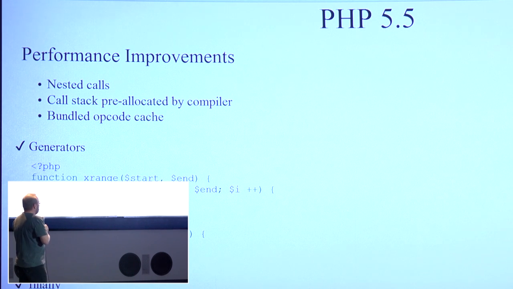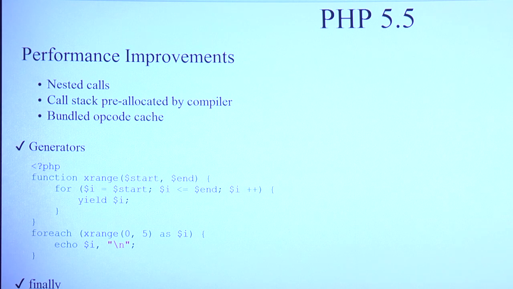But the big performance thing we did in 5.5 was we bundled an opcode cache. So Zend Optimizer Plus is the basis of it. It's been changed a bit since it was Zend. But now that's the default opcode cache that ships with PHP. Instead of having 5 or 6 different ones out there, all in various states of brokenness, we now have basically joined all our resources into a single project that will now be released with PHP.